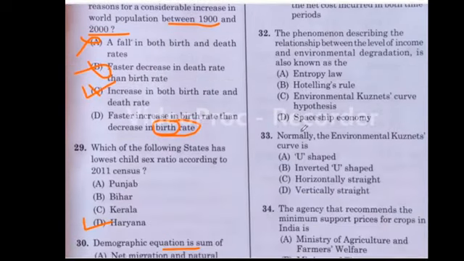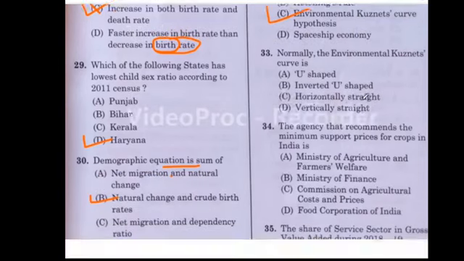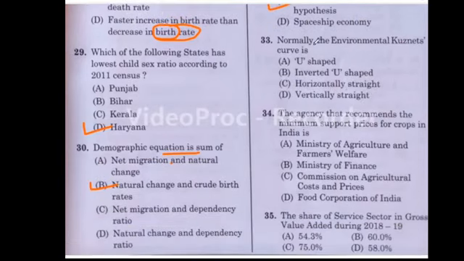Question number 32. The phenomenon describing the relationship between level of income and environmental degradation is also known as option A, entropy law. Option B, Hotelling rule. Option C, environmental Kuznets curve hypothesis. Option D, spaceship economy. Yes, the relationship between income and environmental degradation is described by the environmental Kuznets curve hypothesis. It is also known as the EKC curve. Yes, EKC hypothesis.